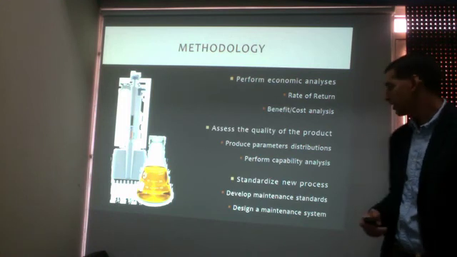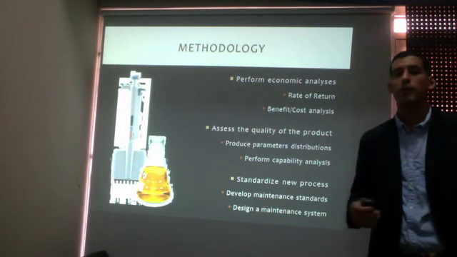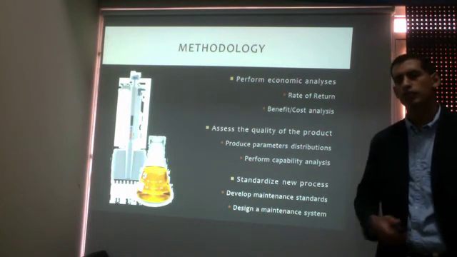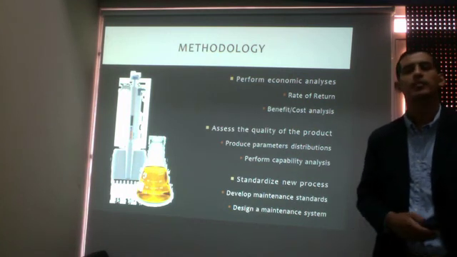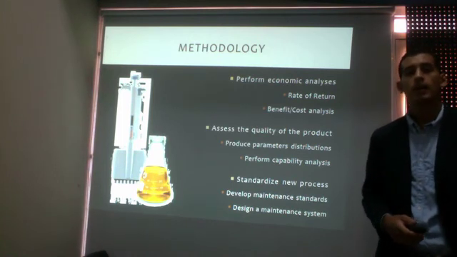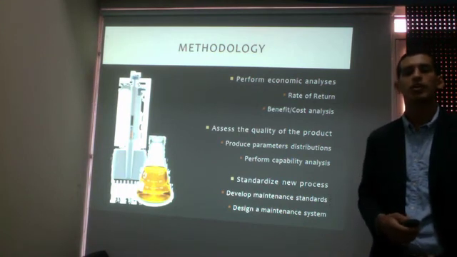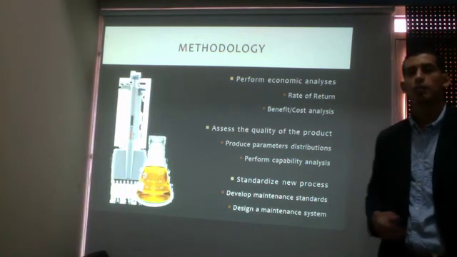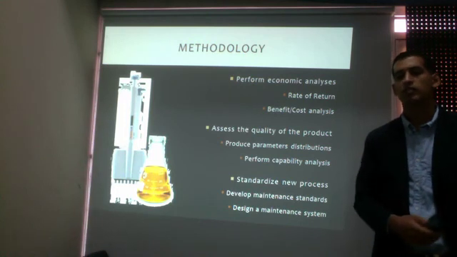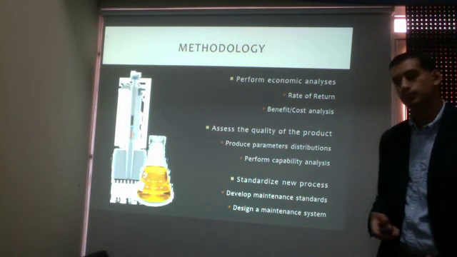The characteristics of the beer obtained in the new process will also be used to perform a capability analysis in order to determine if the absolute standards are met. The process of all grain brewing will be documented to develop maintenance standards for the new equipment. These standards will be then integrated with other aspects of production to design a maintenance system, including a detailed maintenance schedule.